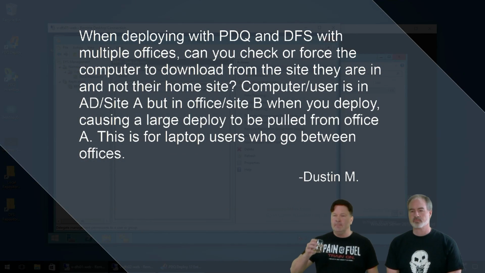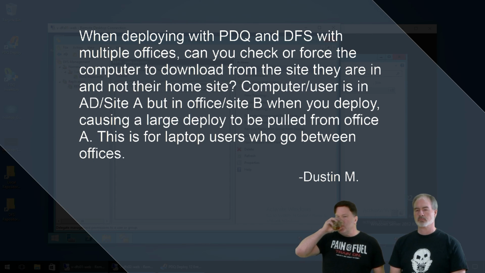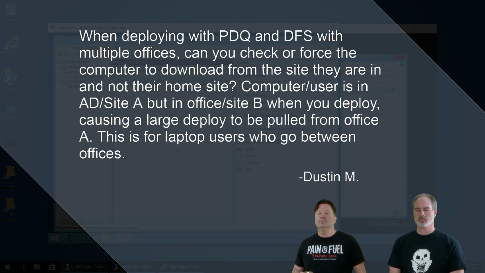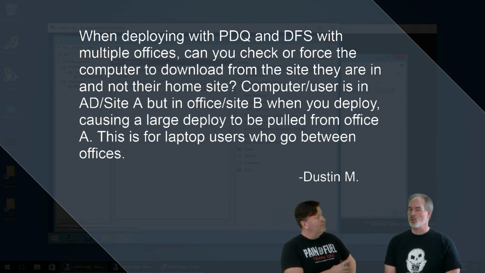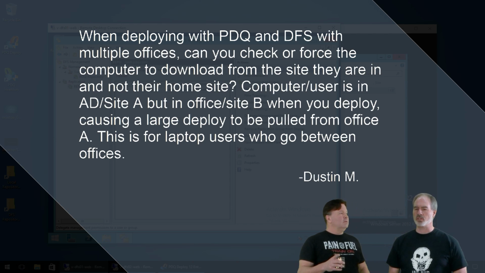All right. Dear Lex and Brig, when deploying with PDQ and DFS with multiple offices, can you check or force the computer to download from the site where they are in and not their home site? Computer/user is in AD site A, but in office/site B when you deploy, causing a large deploy to be pulled from office A. This is for laptop users who go between offices. Sincerely, Dustin M.